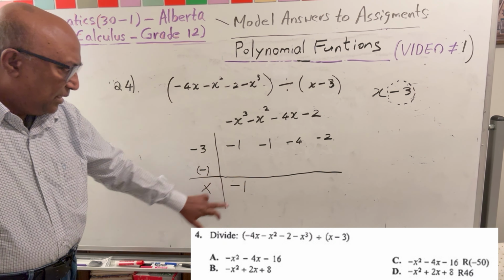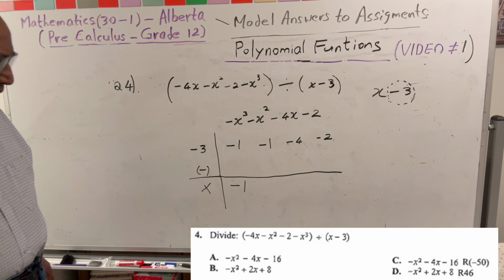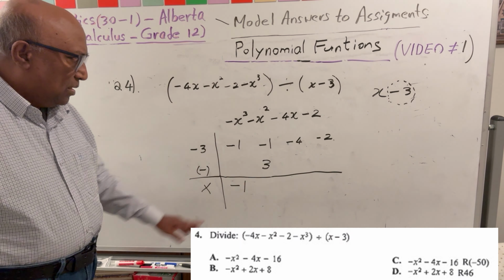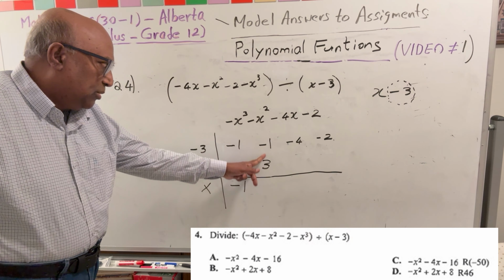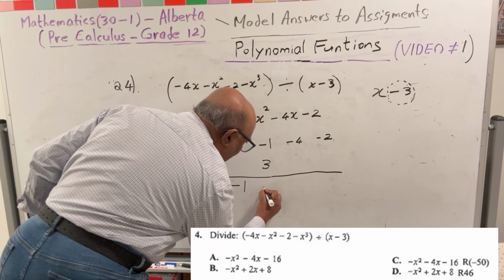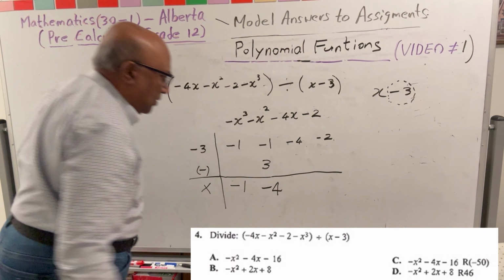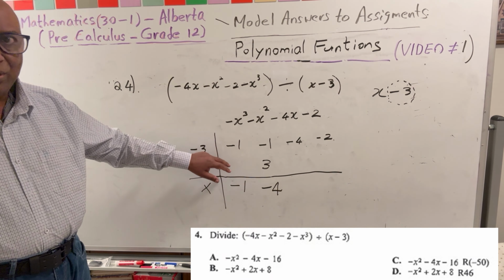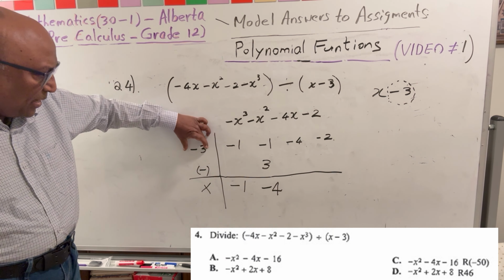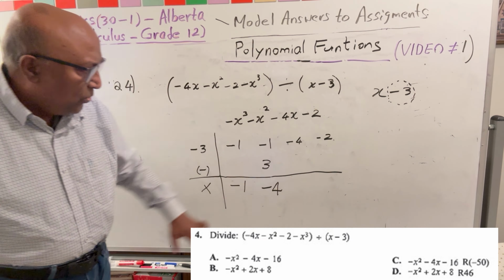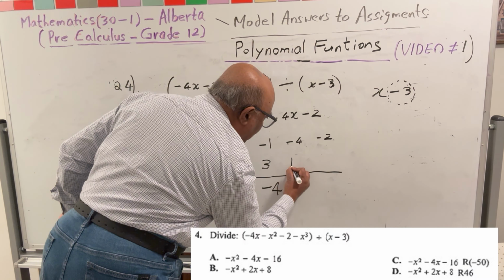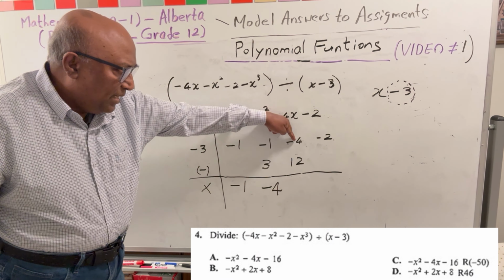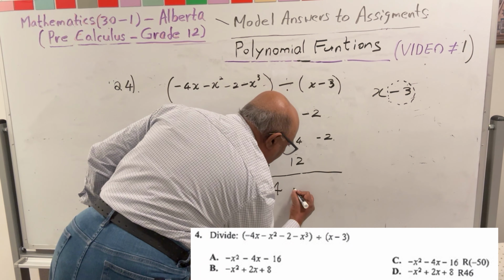Minus 3 times minus 1, plus 3. Put plus 3 here. Now subtract in this direction. Minus 1, minus 3, minus 4. After that, you have to repeat this process. Again, multiply minus 3 by minus 4. That is plus 12. Then subtract in this direction. Minus 4, minus 12, minus 16.